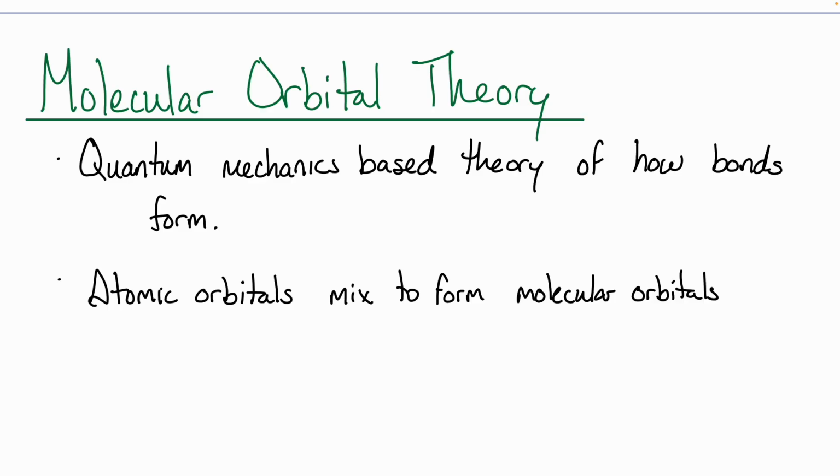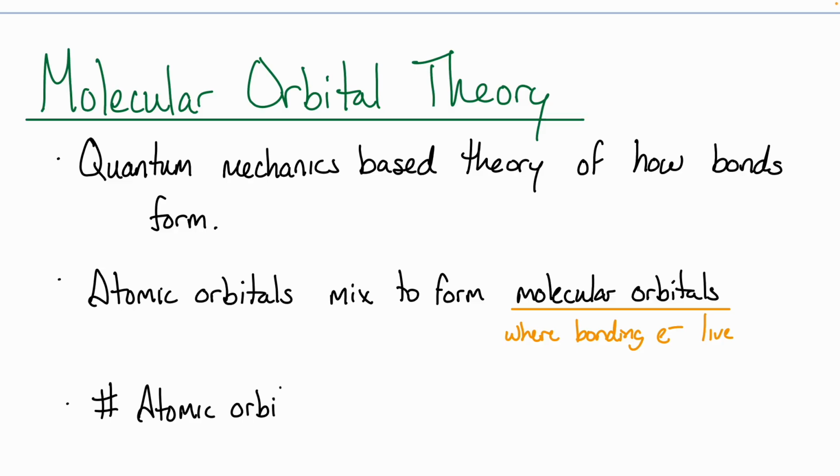So those molecular orbitals, that is where bonding electrons live. And then the simplest principle here: the number of atomic orbitals that we mix together is equal to the number of molecular orbitals that are formed.